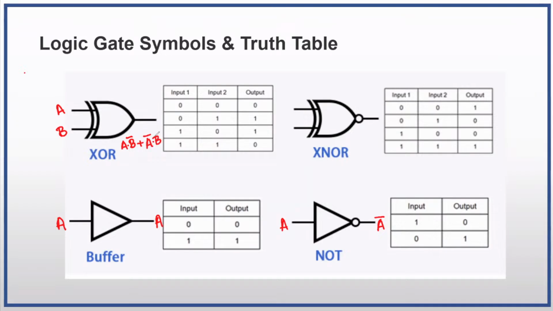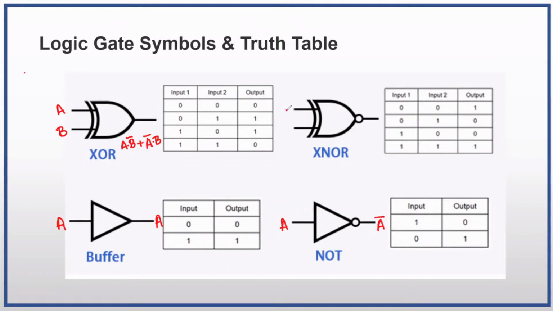So you can write like this. Then you can see when both inputs are 0, you get 0 output. And when both inputs are 1, there also you get 0 as output. But in other cases, you get output as 1.